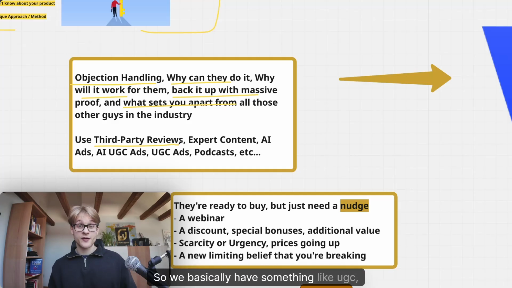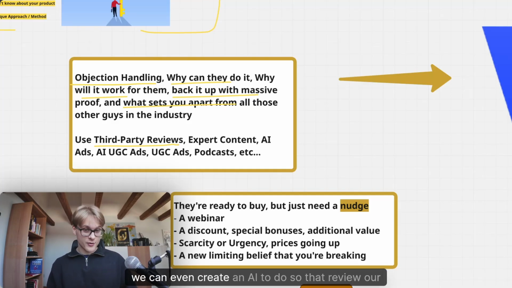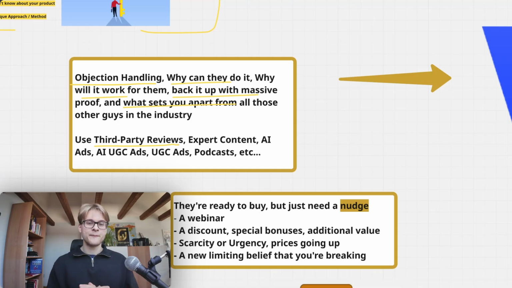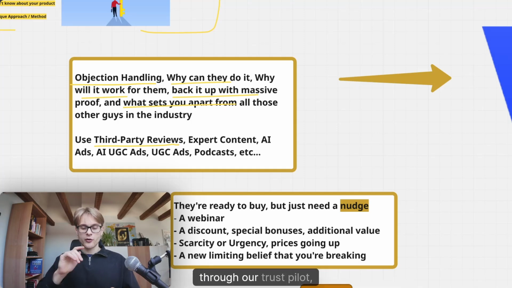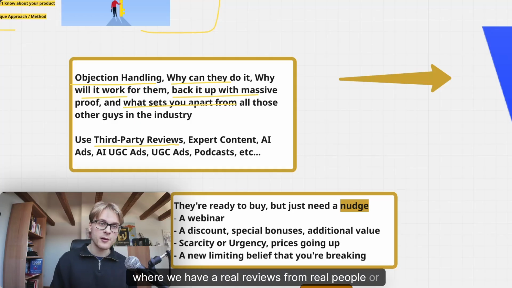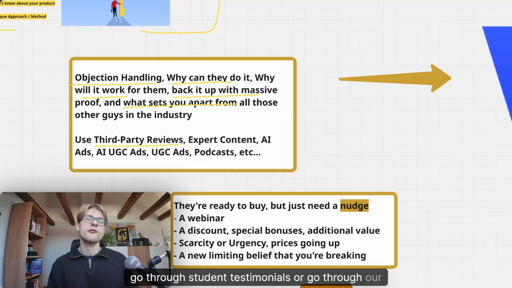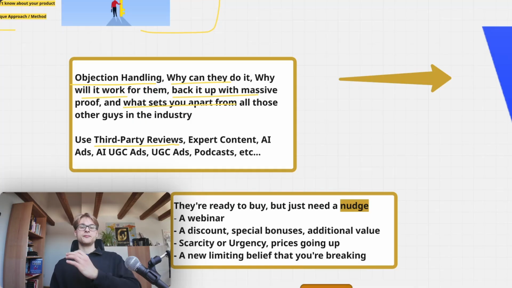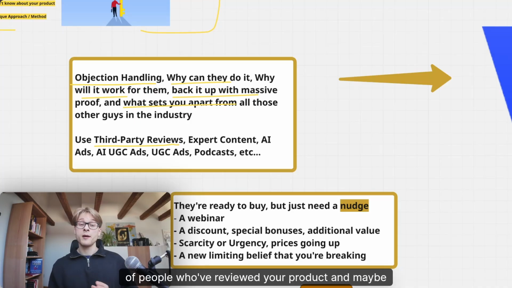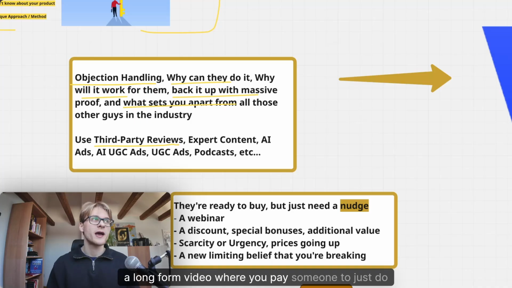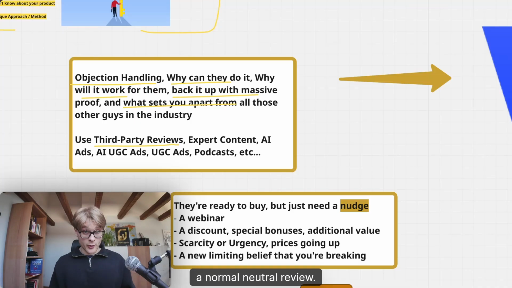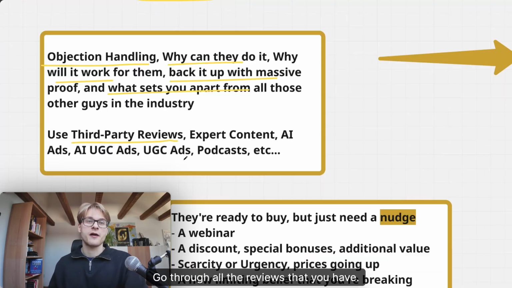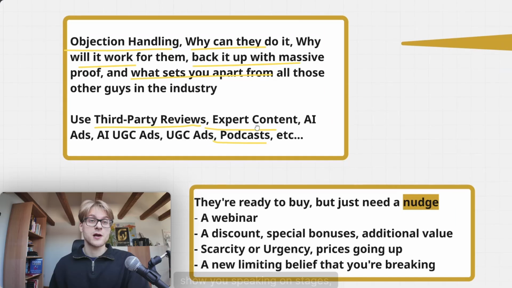So we basically have something like UGC creators that we pay. We can even create an AI to do so that review our coaching program or product, and basically go through our Trustpilot where we have real reviews from real people, or go through student testimonials, or go through our product and basically do a third-party review with a different face. You can even post this on your very own Instagram account of people who've reviewed your product, and maybe even make a long form video about this, a long form video where you pay someone to just do a normal neutral review, okay, where he just goes through your product, what happens, goes through all the reviews that you have, okay? Or you can do podcasts, show you speaking on stages.